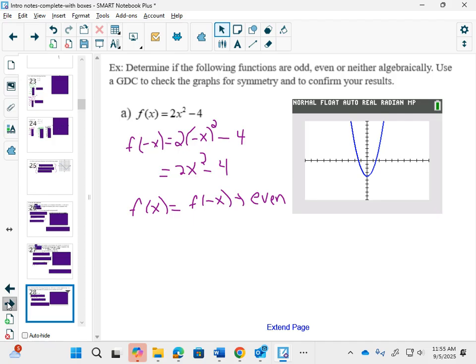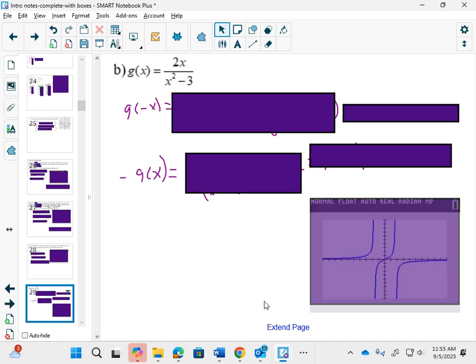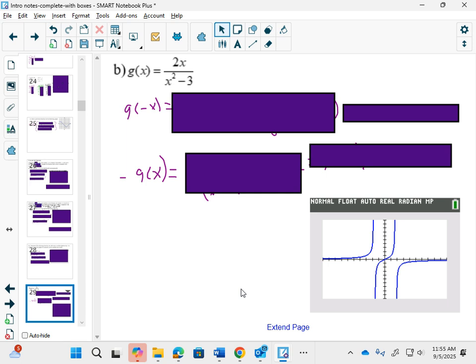All right, we got 2 more graphs. Here's 2x over x squared minus 3. I typed that into my calculator, and it's definitely not even. It's really easy to see even ones quick, yes or no. Odd ones a little bit trickier. But again, if you take half the graph and do a double flip, does it match up? Yes. So it looks like it's odd.